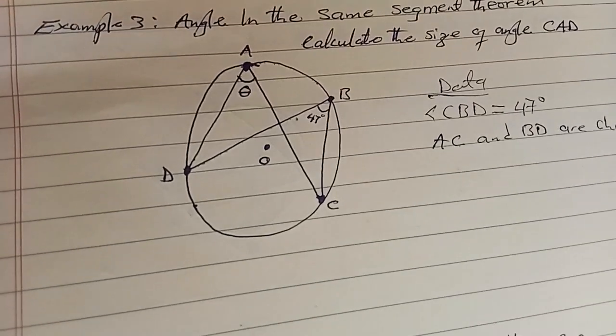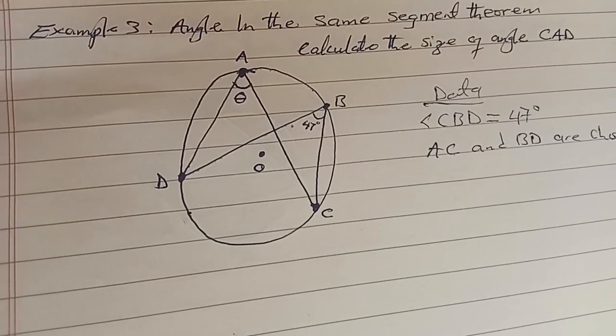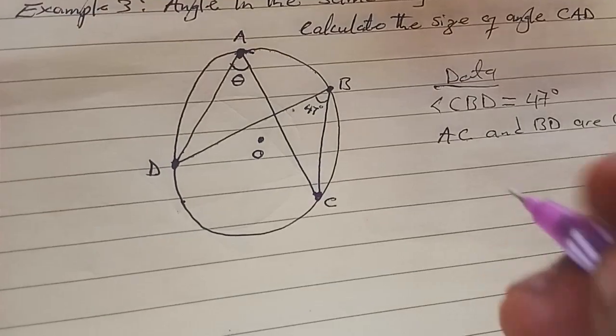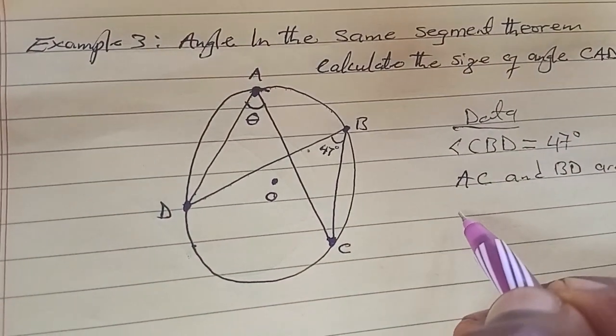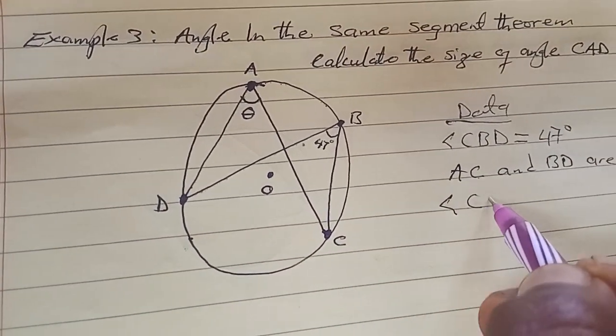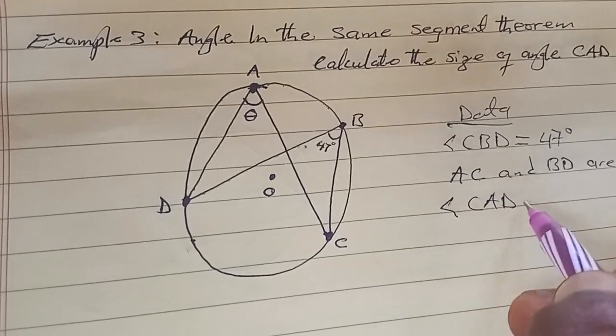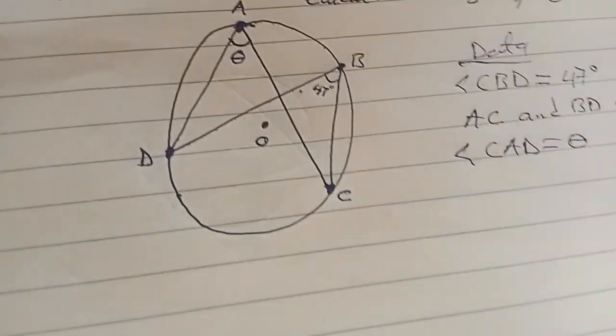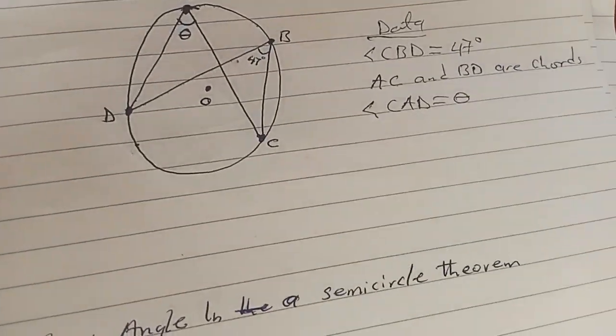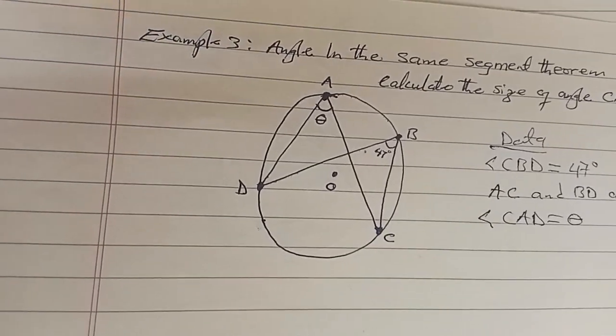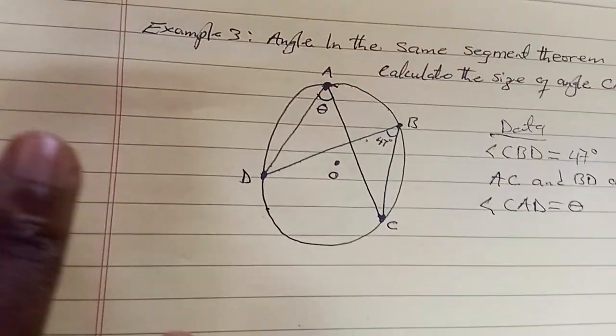Now the next thing we can do is to identify CAD, right? We have to find the angle CAD, which of course is theta. We don't know that angle, right? So we are asked to find it. Now this is it, right?